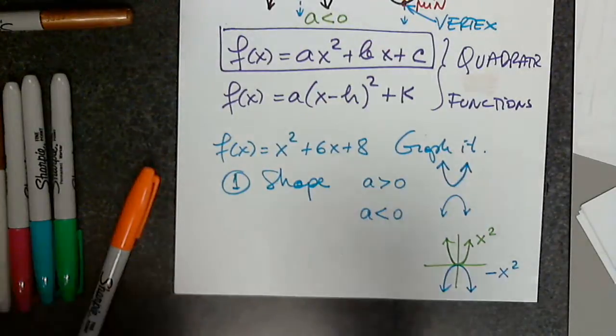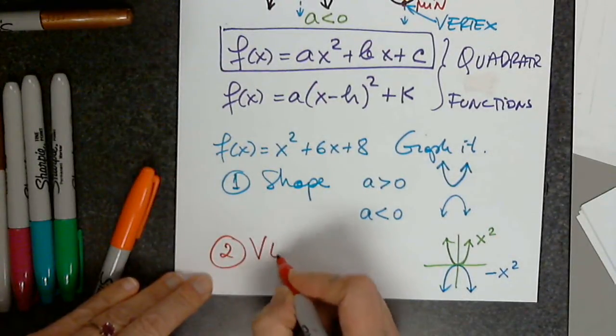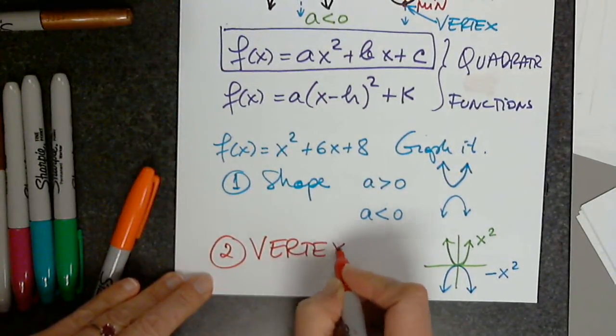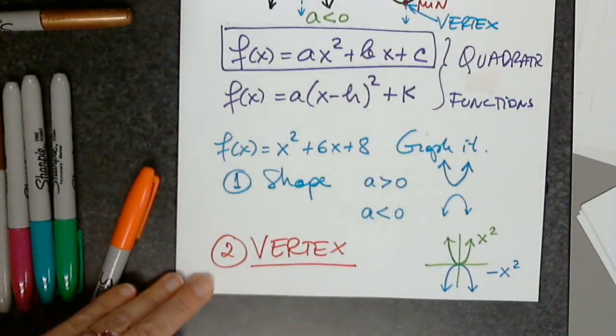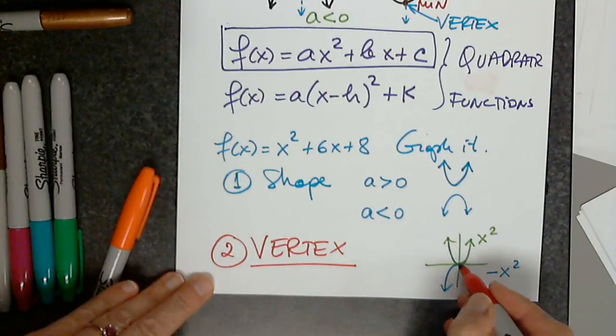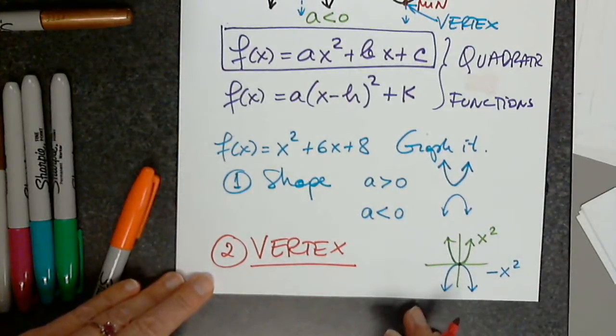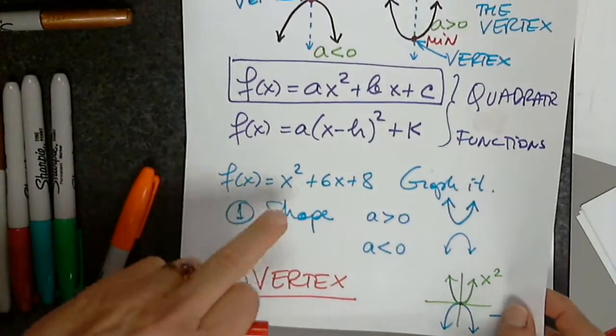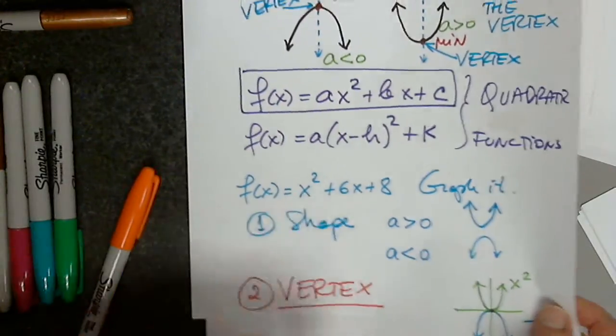Step number 2, the vertex. This is the most important point. Where is the vertex for this green function? The 0, 0? Yes. Okay, so we have to determine the vertex for our graph, for this function.